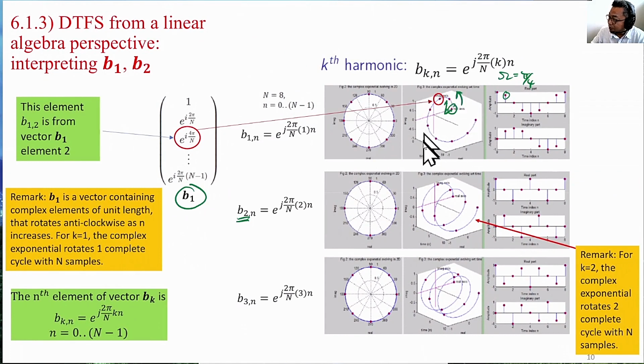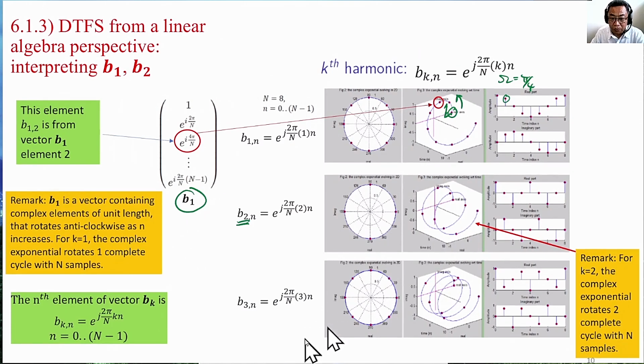But that's the idea of the k-th harmonic. B1 is 1 round anti-clockwise in n samples. B2, 2 rounds. B3, 3 rounds. It goes faster and faster. With this interpretation, I hope now you can understand the columns of B.